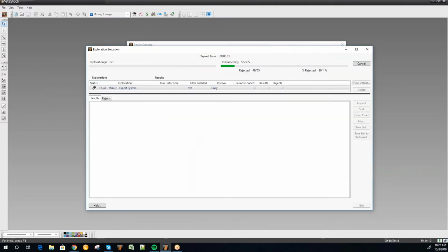Now let's go ahead and start the exploration. Now this is going to move obviously very quickly, as you can see in the top right, the status.